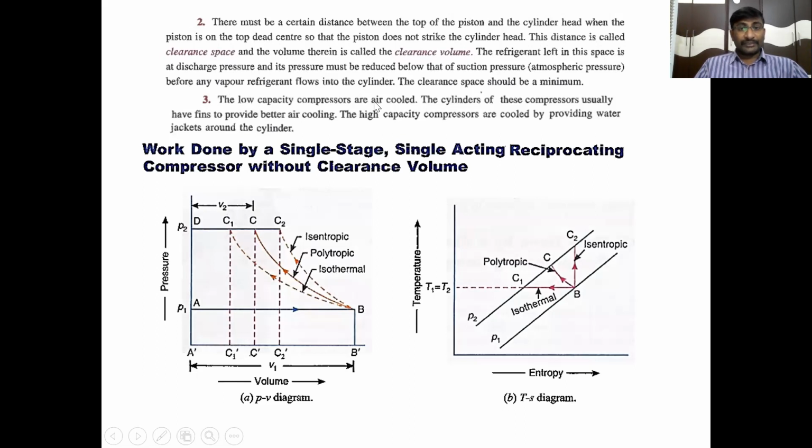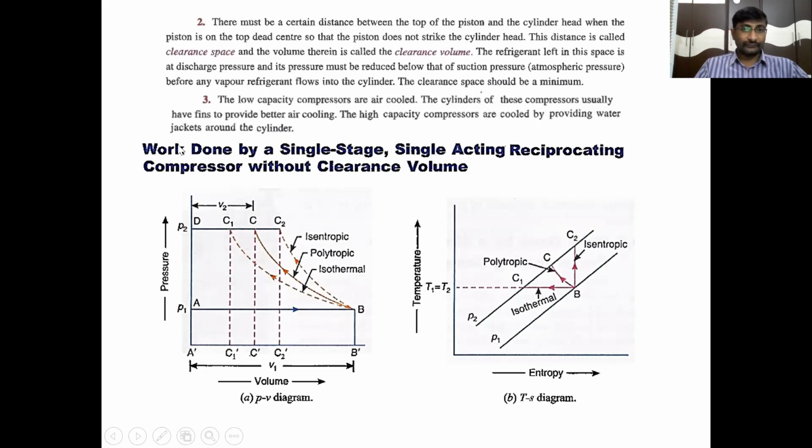The low capacity compressors are air cooled. Generally, the low capacity compressors are air cooled compressors. The cylinders of these compressors usually have fins. Cooling fins are provided on the air cooled compressors to provide better air cooling. The high capacity compressors are cooled by providing water jackets around the cylinder. In high capacity compressors, water jackets are designed. In low capacity systems, cooling fins are provided on the compressor cylinders for the cooling process.